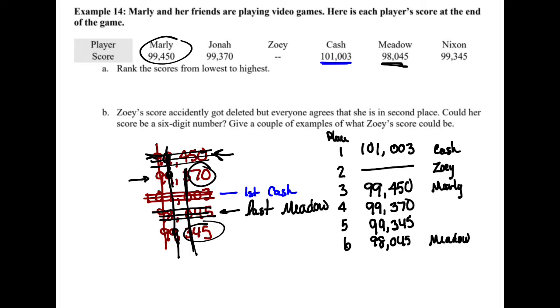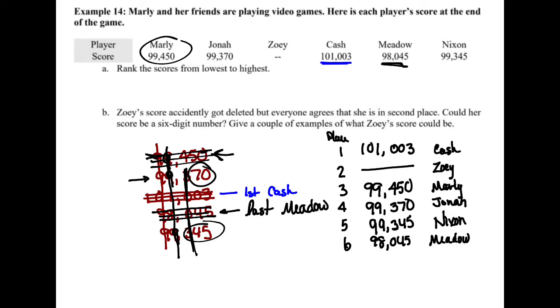So 99,370 was Jonah, which leaves 99,345 for Nixon. Okay, and if you guys have a different way of doing that, be my guest. You can do however you want to. This is just one way to show you how that's possible.